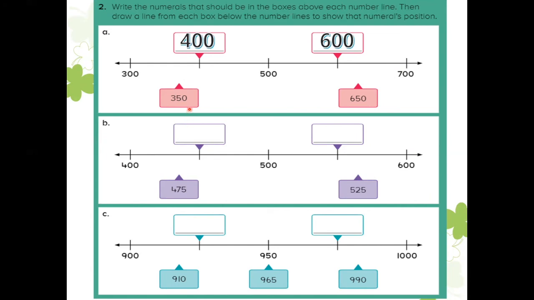Where are we going to put 350? It should be between 300 and 400. You're going to write here 350. How about here? 650. It should be in between 600 and 700 and put a line. You can use your ruler and match the correct answer.